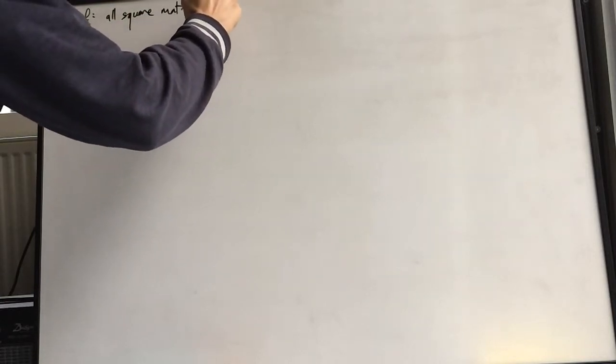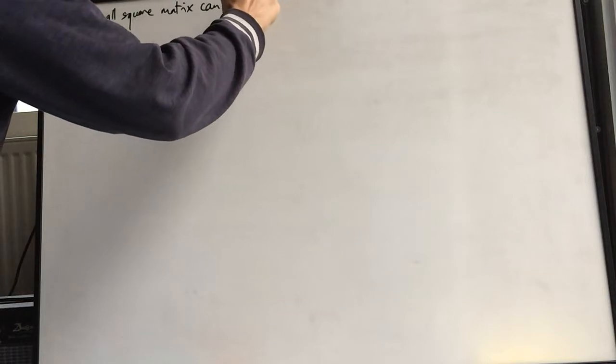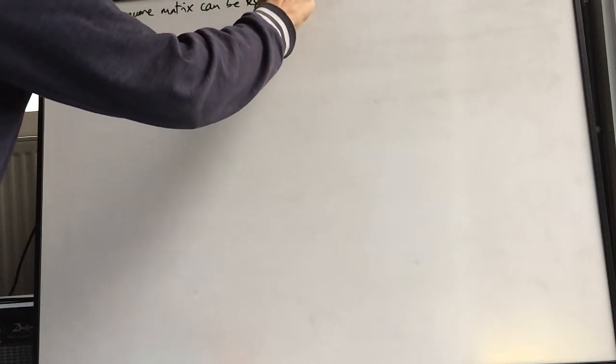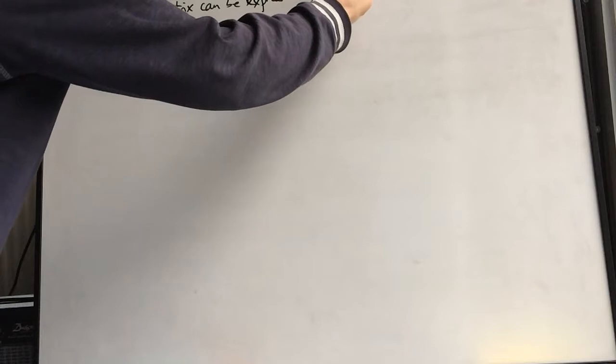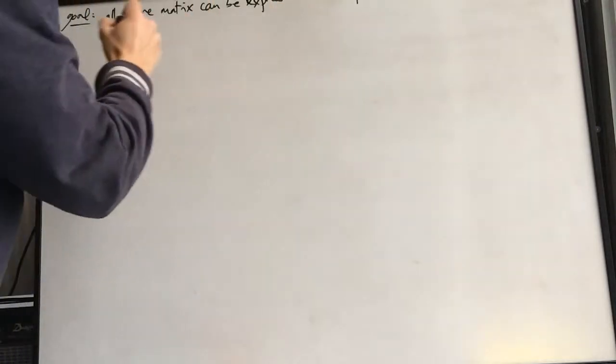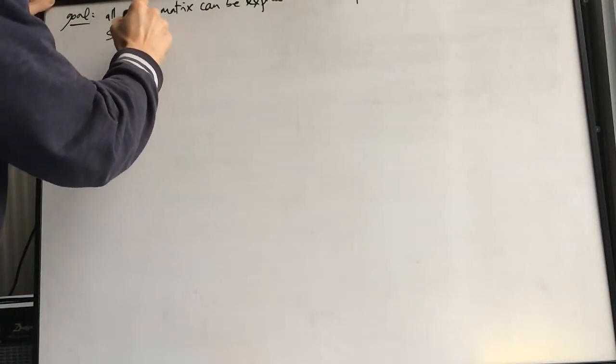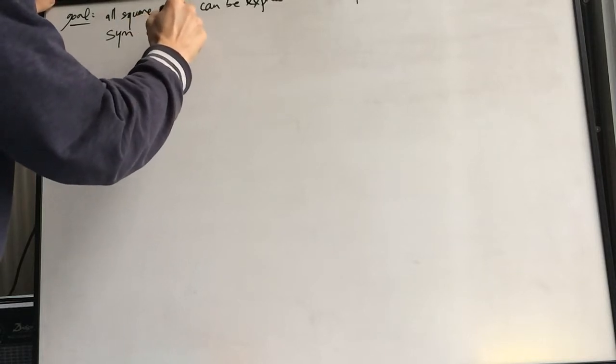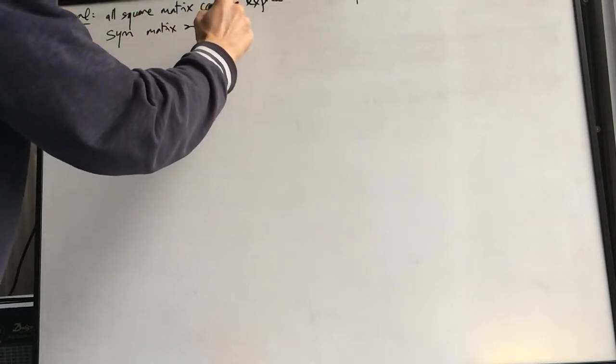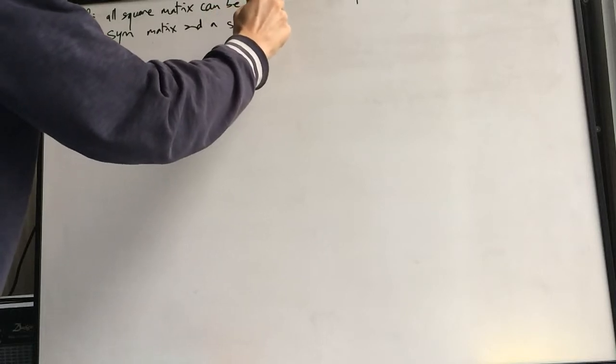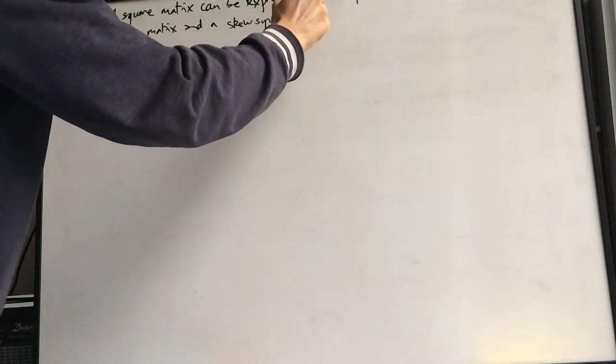So we are going to prove that all square matrix can be expressed in a unique way as the sum of a symmetric matrix and a skew symmetric matrix.